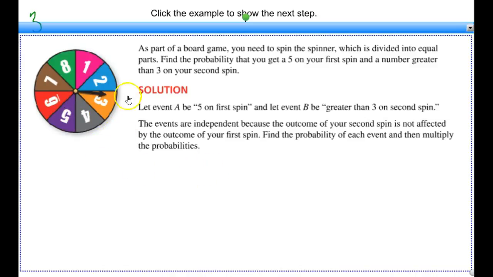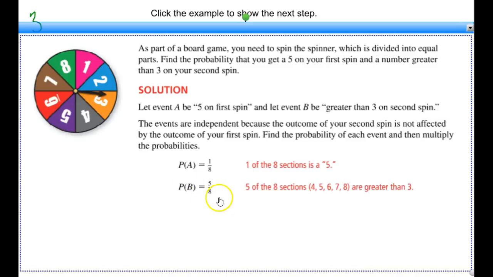So now I have to find the probability of each event and then multiply my probabilities together. The probability that I'll get a 5 on the first spin: there's 1 five, so there's one good outcome, 1 out of 8 slices, so it'll be 1/8 because 1/8 of my pie is a 5. Now for the second part, B, greater than 3. That can be 4, 5, 6, 7, or 8. That's 5 slices of my pie. So the probability of B is 5/8.